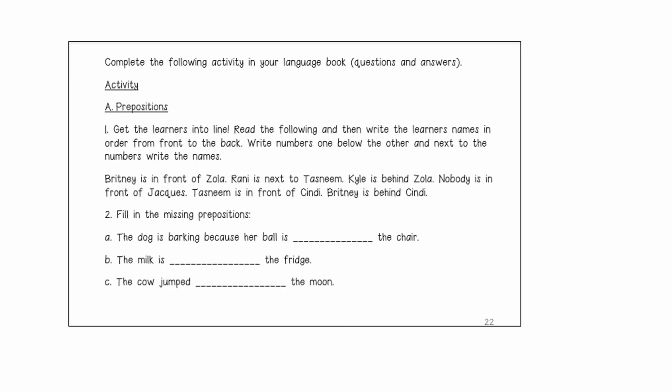The activity is based on prepositions. Number 1 says, get the learners into line. Read the following and then write the learners' names in order from front to the back. Write names one below the other, and next to the numbers, write the names. And then it says, Brittany is in front of Zola, Rani is next to Tasneem, Kyle is behind Zola, and nobody is in front of Jack. Tasneem is in front of Cindy, but Brittany is behind Cindy.